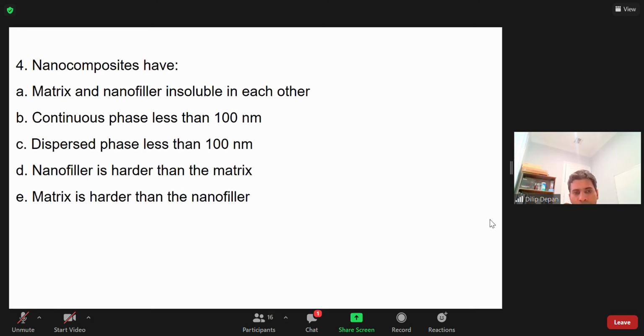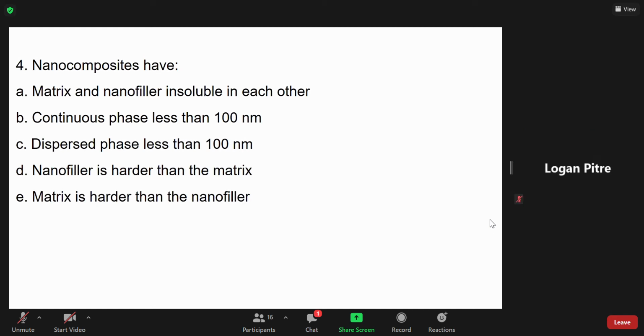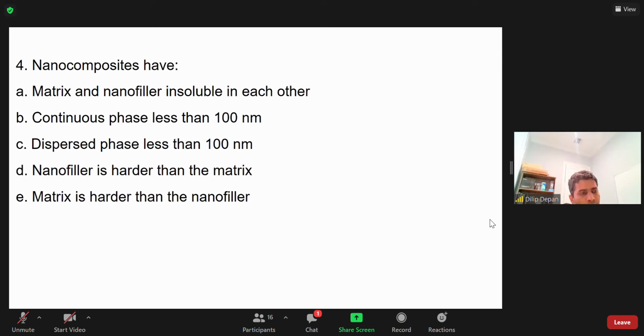For example, if you add carbon fibers in polymer, most of the aerospace and automobile industries these days are planning to use these nanocomposites. So they are adding these carbon nanofibers into polymer. So the polymer is the continuous phase, while these nanofillers are the dispersed phase, which are less than 100 nanometer. So it is not B, it is actually C.